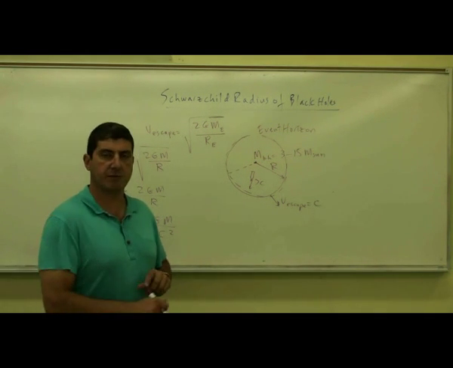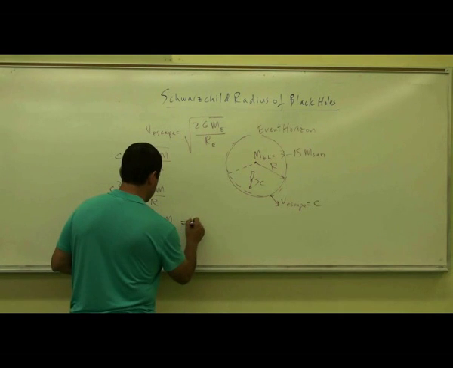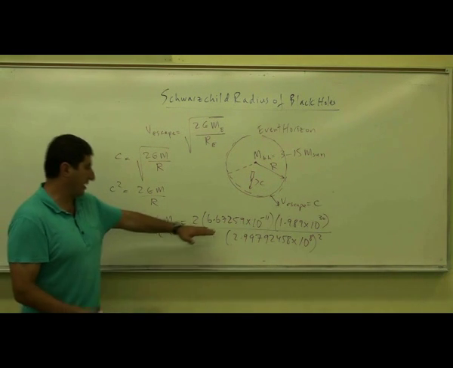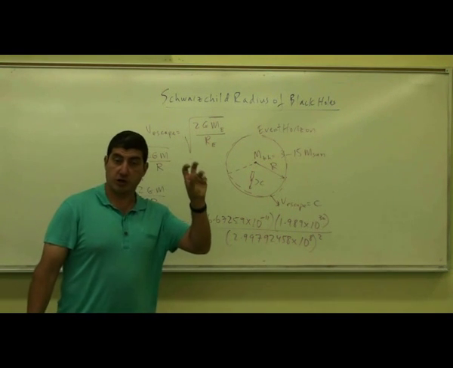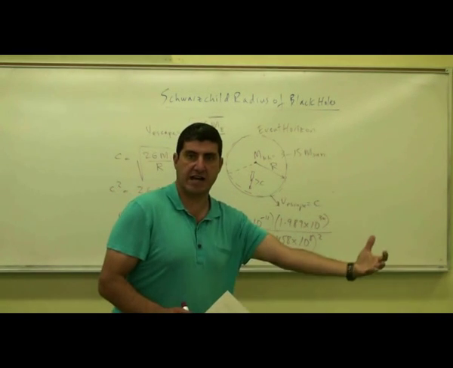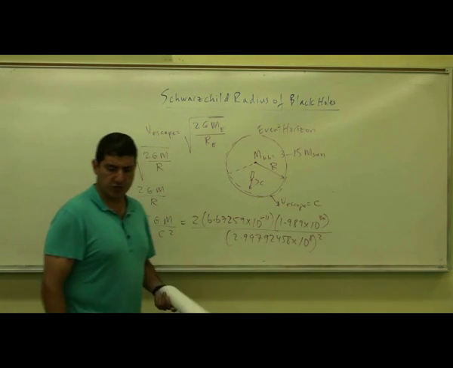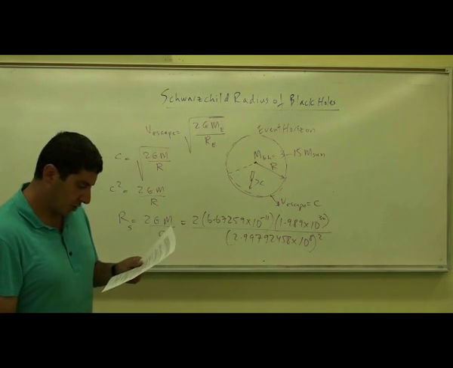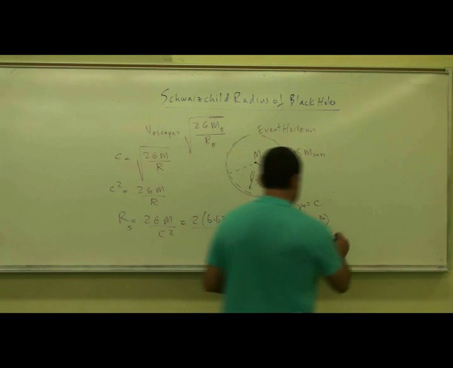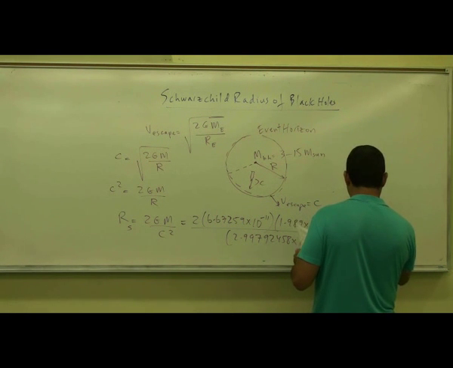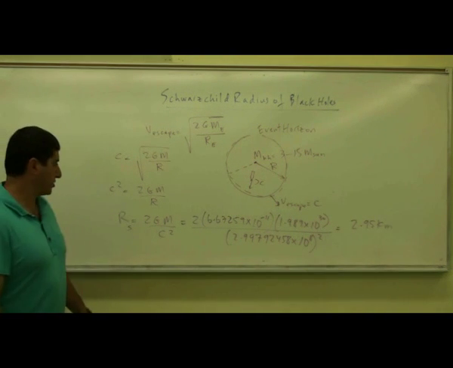Let's see what this is going to come out to if we put the mass of the sun in here. So these are the values of G, the mass of the sun, and the speed of light. If a solar mass star could become a black hole, what would its Schwarzschild radius be? Once you calculate this, you end up getting 2.95 kilometers. So roughly about 3 kilometers.